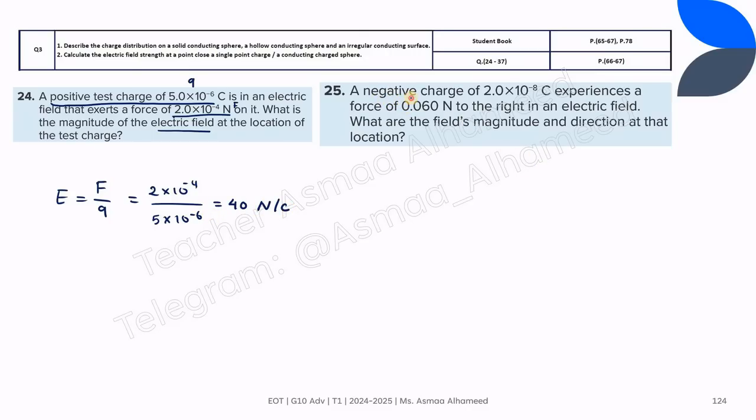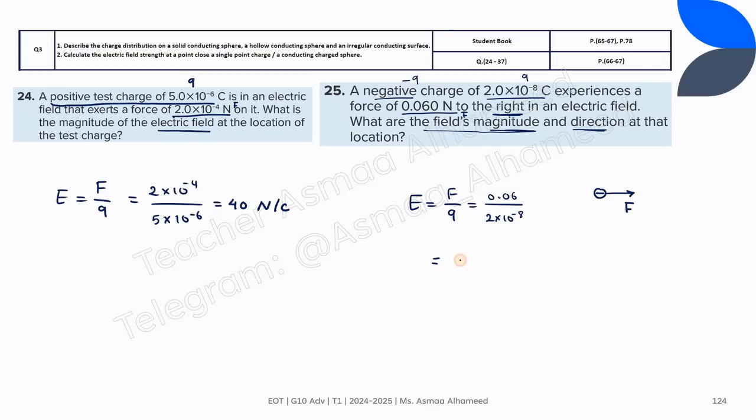Next question. A negative charge, now this is negative q, of this much, this is the value, experiences a force, which is this much, this is force, to the right. So here is my negative charge and the force is in the right direction. In an electric field, what are the field's magnitude and direction? Because we have a force and a test charge, we use this equation, F over q. Do I have the force? Yes. Do I have q? 2 times 10 to power minus 8.